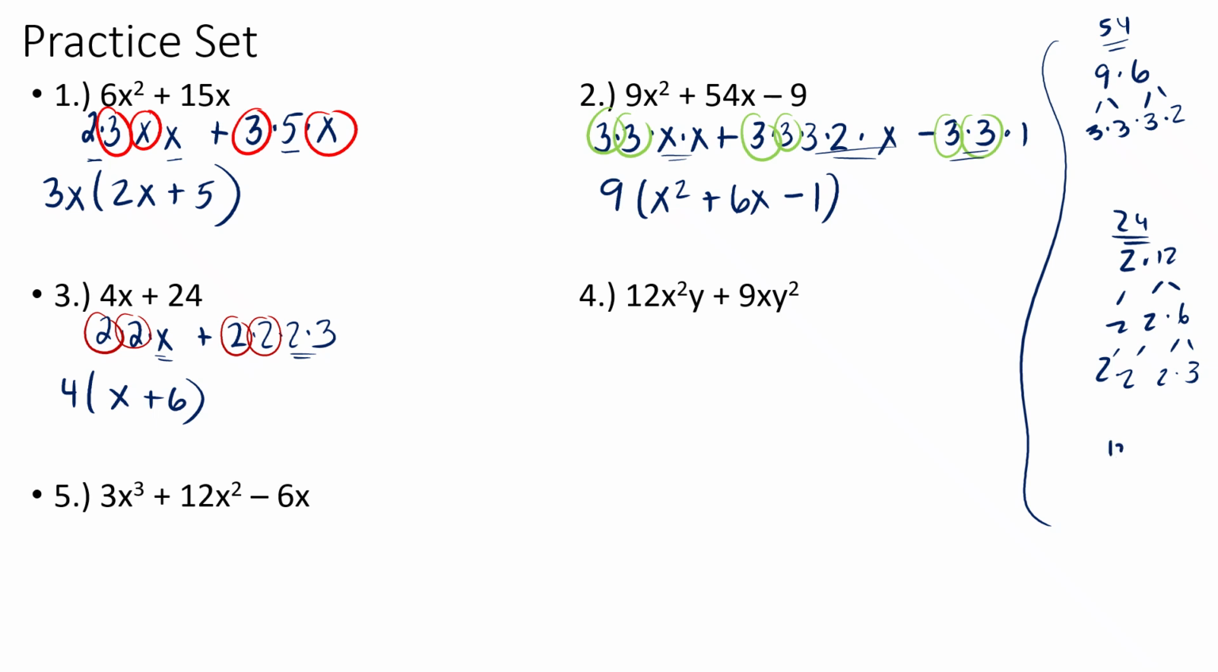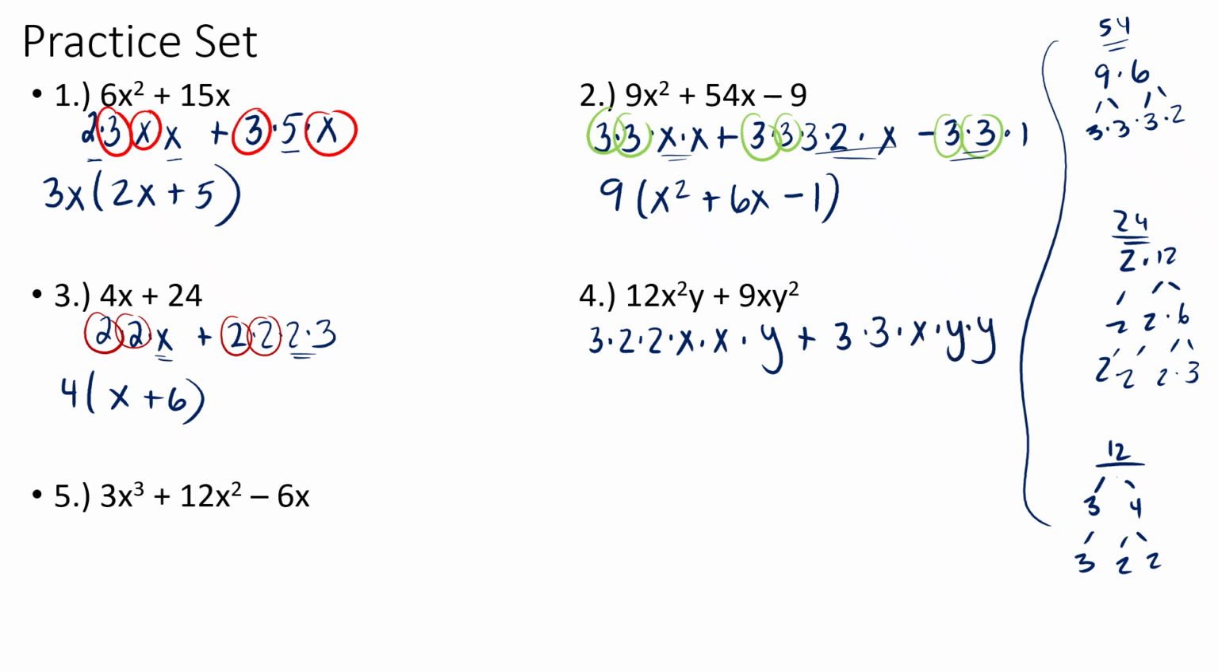So for 12, we'll do a little bit of work there. That could factor into 3 times 4, and then 4 factors into 2 times 2. So we have 3 times 2 times 2. X squared is x times x, and then we have a y. And 9 factors into 3 times 3, and then we have an x, and this time we have 2 y's. And we're doing the same thing. We're going to look for what they have in common.